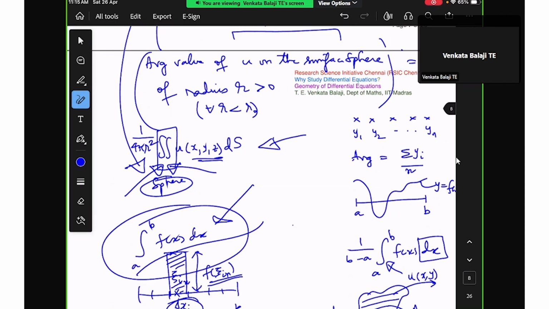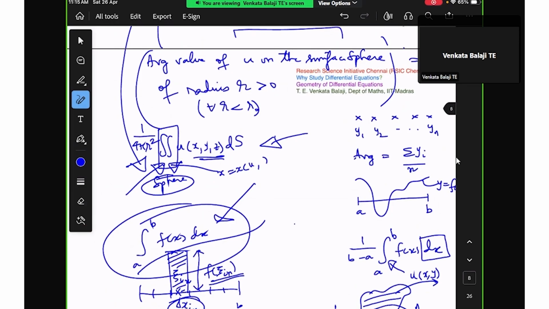When you parameterize, you are parameterizing on the surface of the sphere. So x will become x of s comma t, or let me put it as u comma v. Everything will become two variables, because the surface of the sphere is a two-dimensional object, so it is controlled only by two parameters. So x will be x of u comma v, y will be y of u comma v, and z will be z of u comma v. And here you will get some Jacobian times du dv.